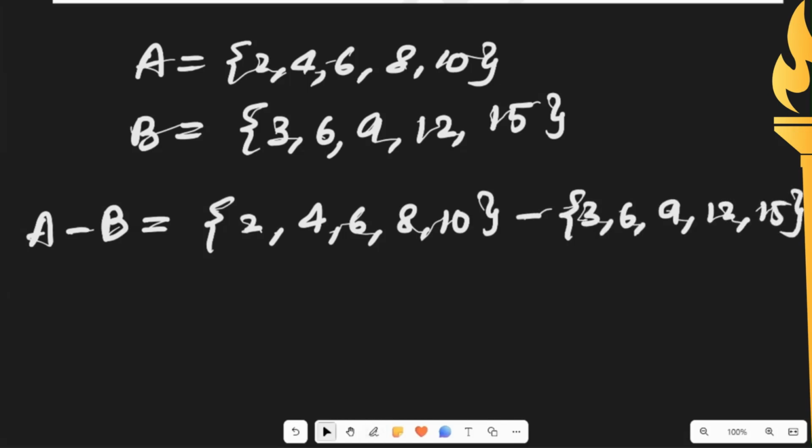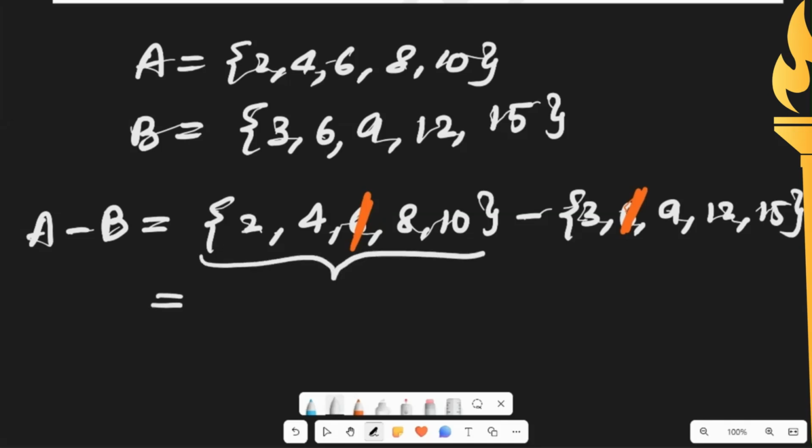And now we cancel out the common elements in both. So we have 6 only common here. We don't have 2 common, we don't have 4. We have 6, we don't have 8, we don't have 10. So after cancelling the common elements, we would only write the remaining elements in the first set. So A minus B will be 2, 4, 8, and 10.